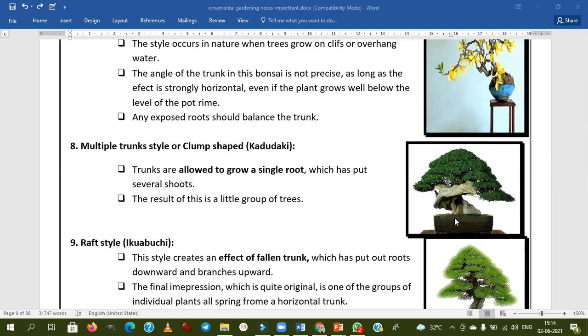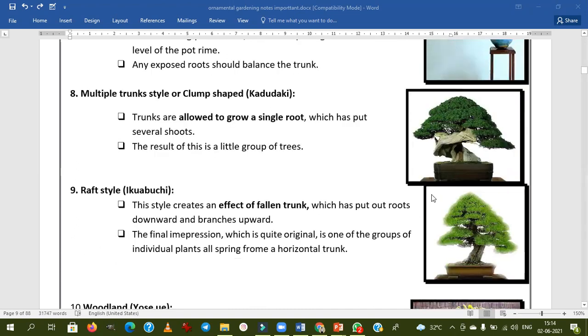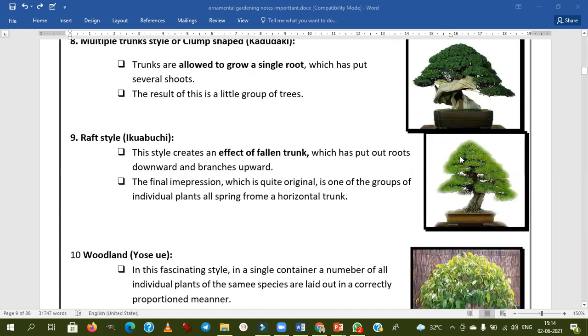This resembles a grove. Then raft style. This is raft style. This style creates the effect of a fallen trunk. If the tree has fallen, this type of appearance will be seen in the natural forest or other places.